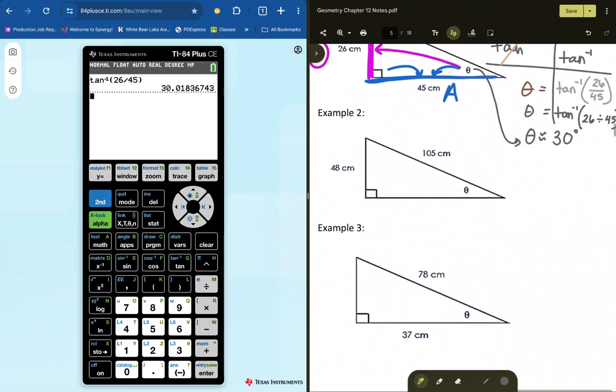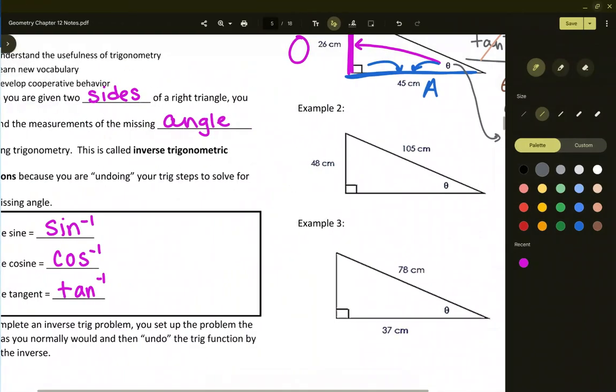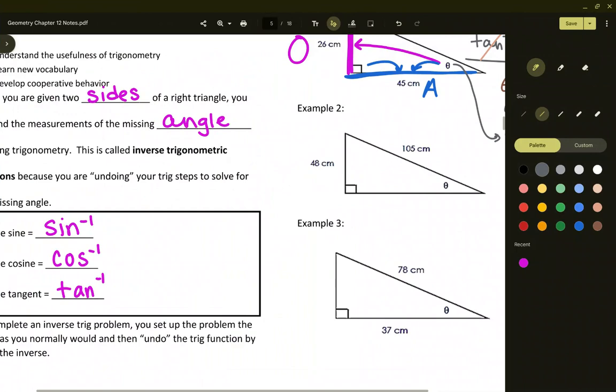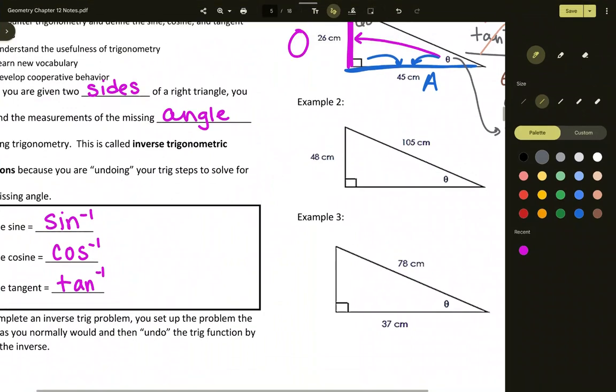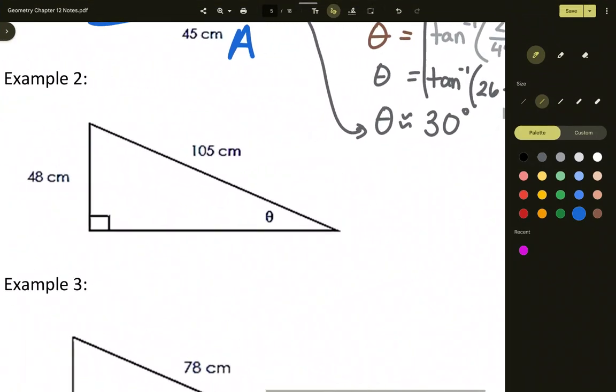All right, let's try example 2. Just choose this guy to make him bigger. Let's see here. It's not liking me. There we go. All right, example 2 then. So on example 2, I have this measurement over here given.